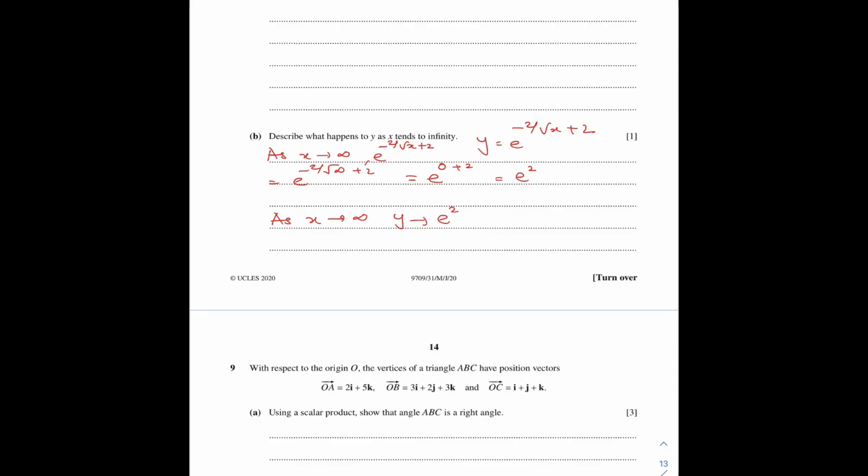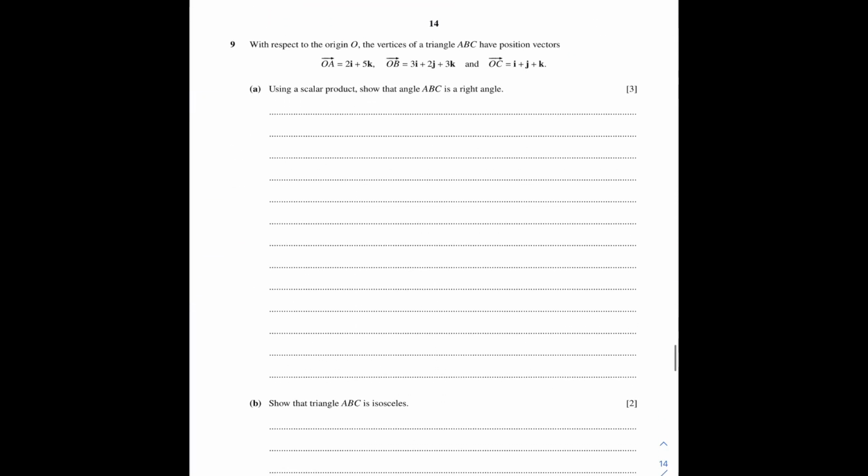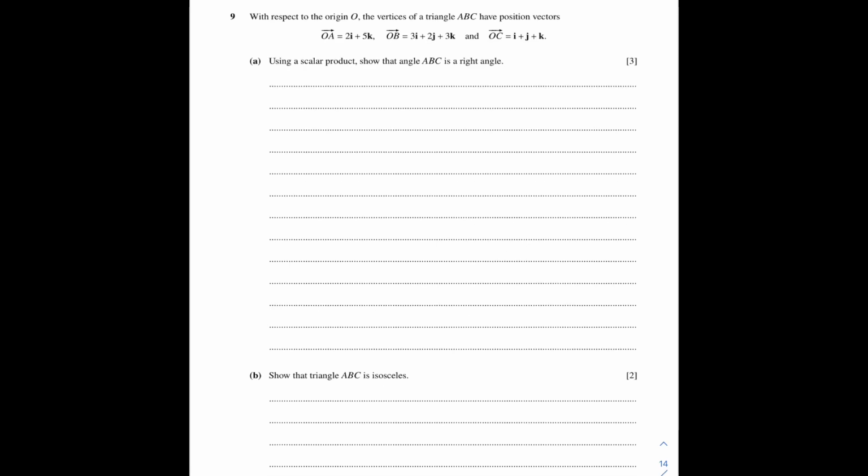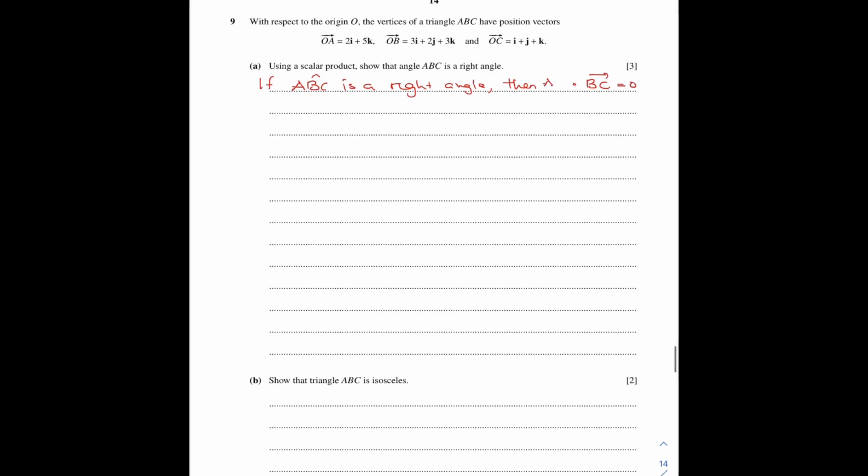With respect to origin O, the vertices of a triangle ABC have position vectors OA is 2i plus 5k, OB is 3i plus 2j plus 3k, OC is i plus j plus k. Using a scalar product, show that angle ABC is a right angle. So I'm writing, I can write, if angle ABC is a right angle, then BA dot BC is 0, right?